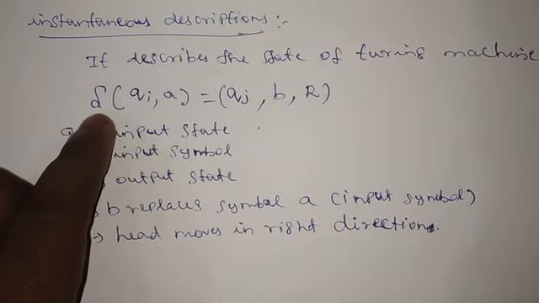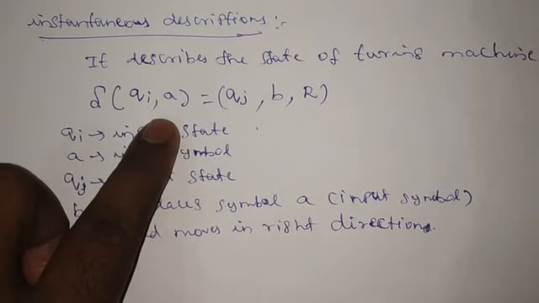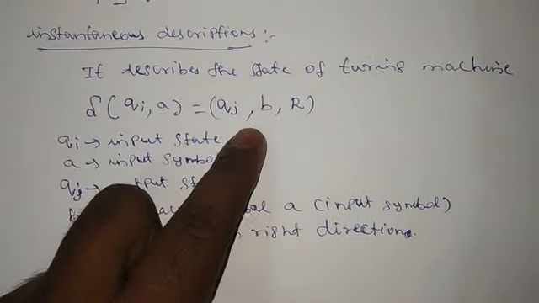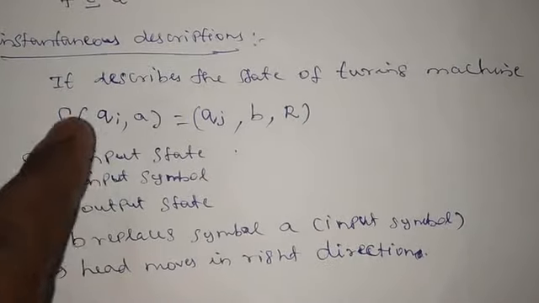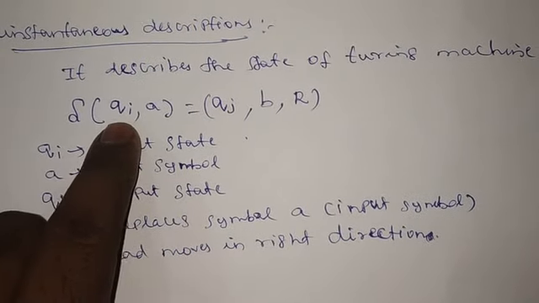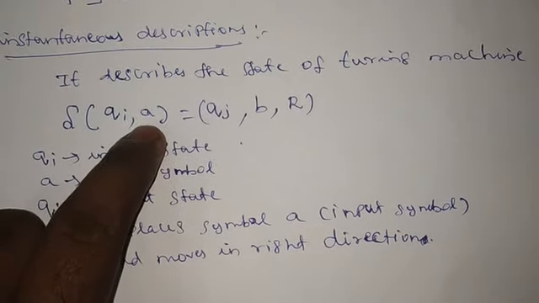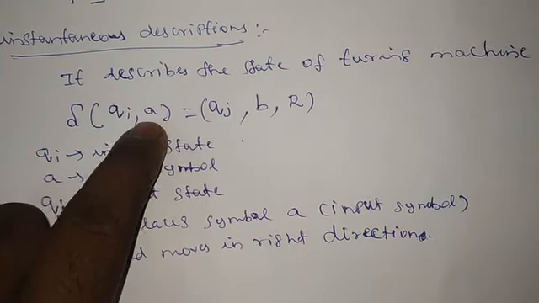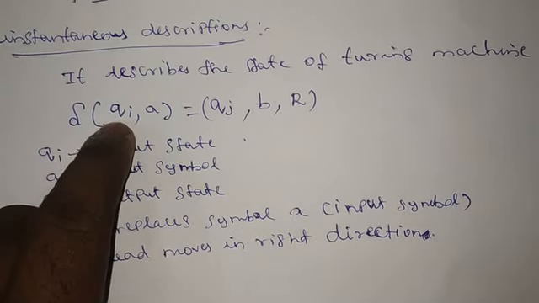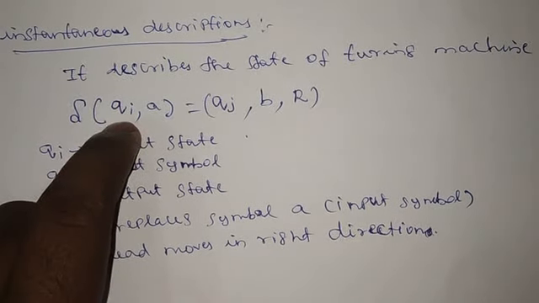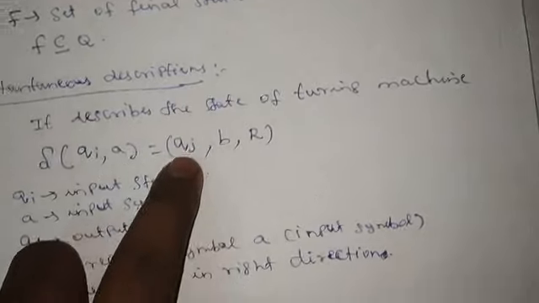I have written it like this: delta of Qi comma A is equal to Qj comma B comma R. So what is meant by Qi? Qi is called an input state. When input symbol A is applied on the input state Qi, then what is the output state?